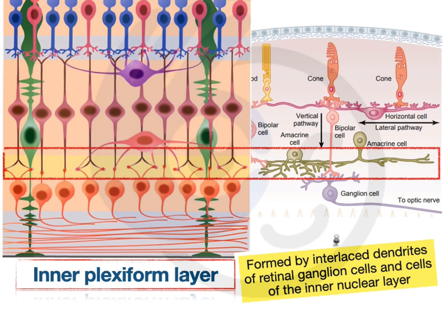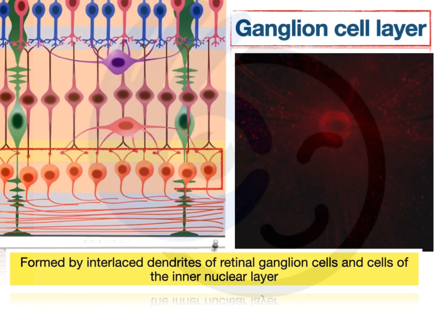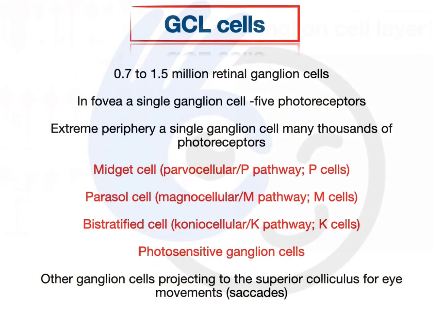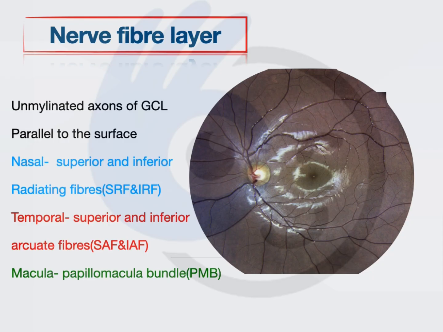So then we have an inner plexiform layer where the inner nuclear layer synapses with the ganglion cell. The dendrites are arranged in this area. So coming to the most important layer, the ganglion cell layer. There are around 0.7 to 1.5 million ganglion cells. There are various types of ganglion cells like P cells, M cells, K cells, and a few other cells like photosensitive cells. Remember these cells, I will explain in the later part of the slide. And there are some ganglion cells which help in supporting the circuits. So all these unmyelinated axons of these ganglion cells form the nerve fiber layer.